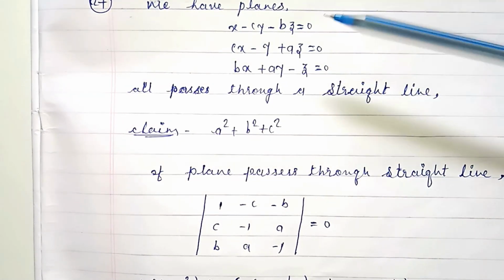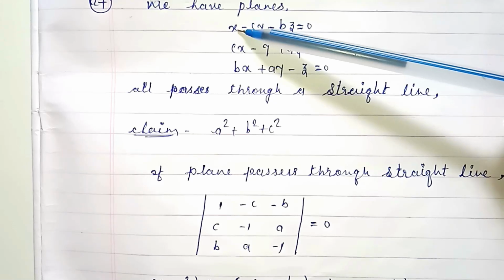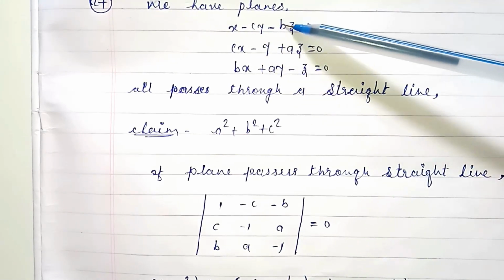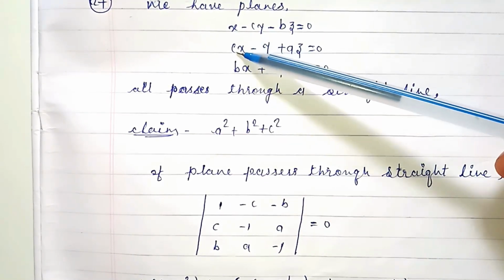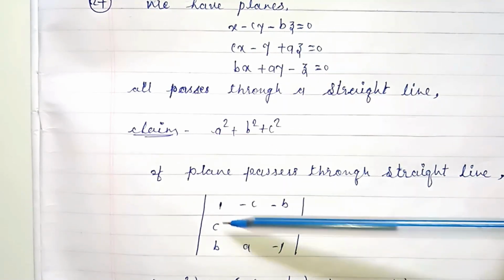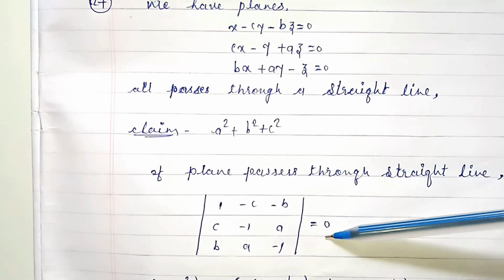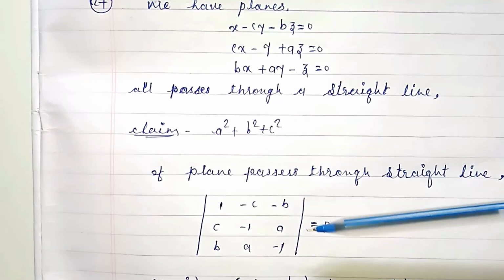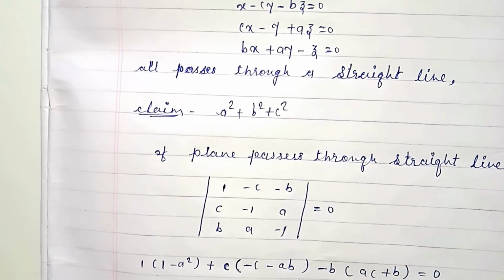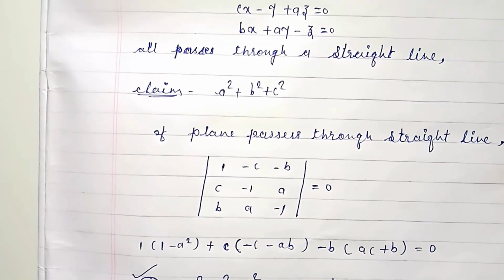Let me explain one more time. The coefficients for the first plane are 1, minus c, minus b; for the second, c, minus 1, a; and for the third, b, a, minus 1, and this determinant is equal to 0. Now let's find the value of our determinant. It's just a 3 by 3 determinant, and we have to solve it.